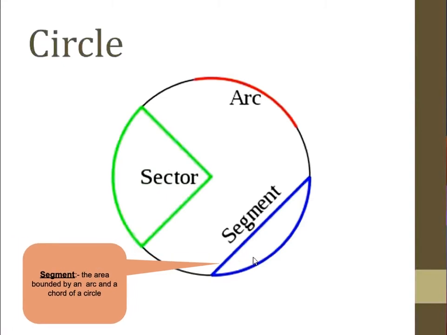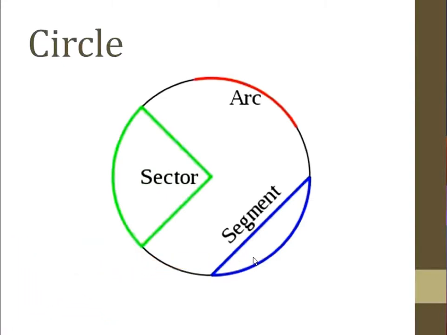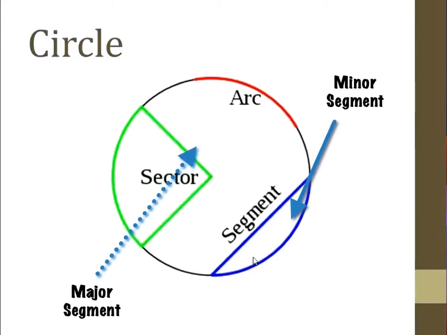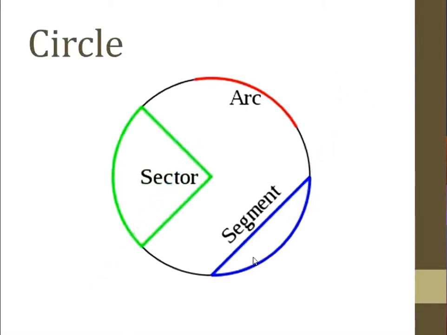To differentiate these two, we will call the bigger segment the major segment, and the smaller segment we will call the minor segment, right? As you're seeing in this diagram, the blue section is depicting a segment, a minor segment to be precise.